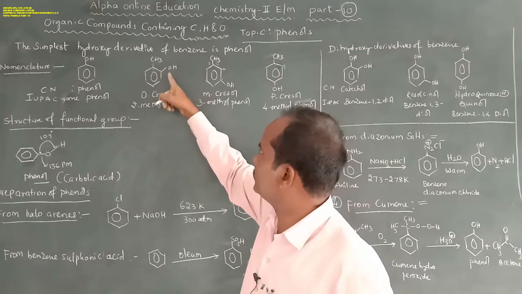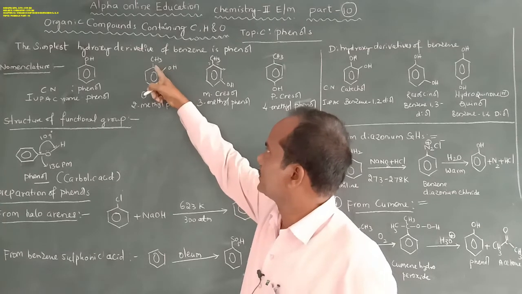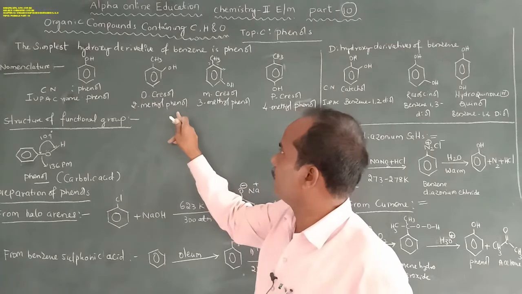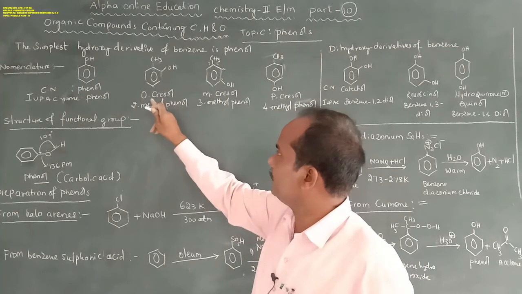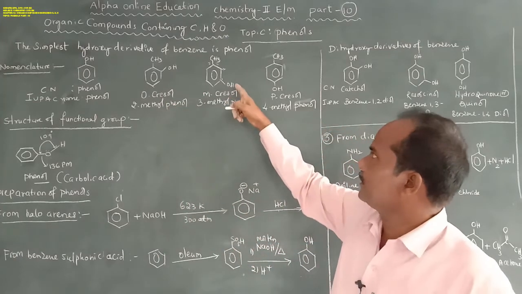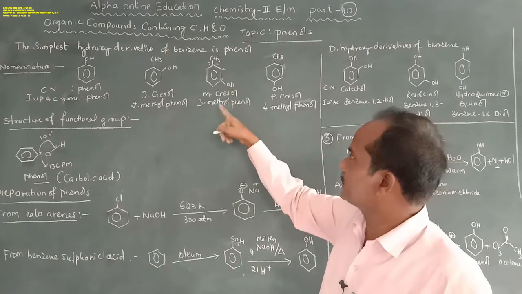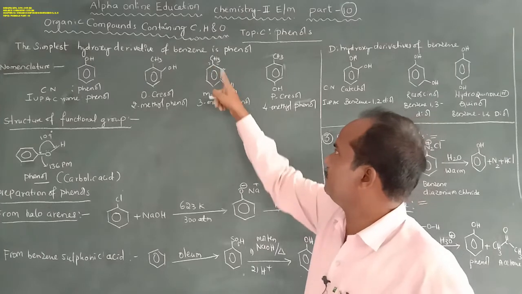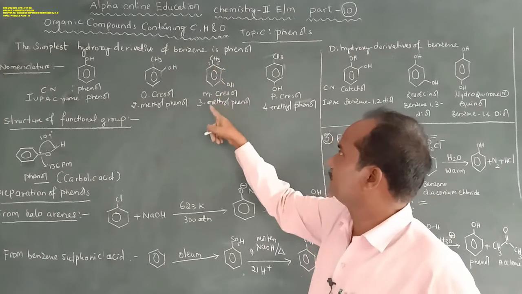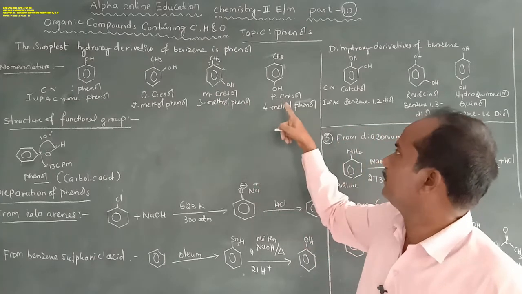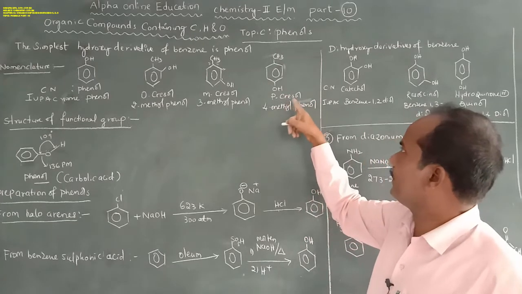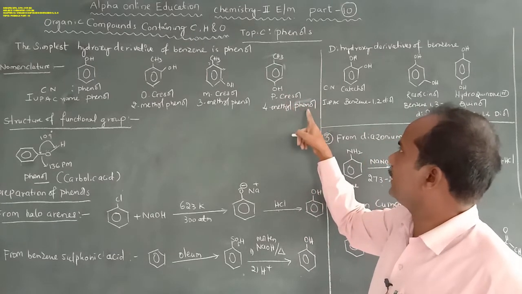With respect to the hydroxy group, this is the second position. So here is 2-methyl phenol, which is the IUPAC name. The common name is ortho-cresol. Another substituted phenol is meta-cresol, or 3-methyl phenol. With respect to the hydroxy group, this is the third position. Then another substituted phenol is para-cresol, which is 4-methyl phenol.